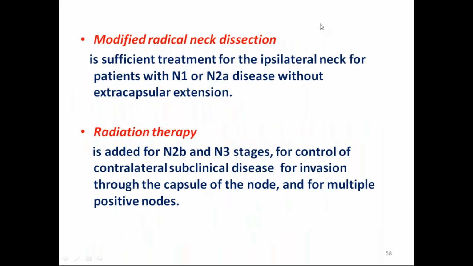Modified radical neck dissection is sufficient treatment for the ipsilateral neck for patients with N1 and N2A disease without extracapsular extension. And radiation therapy is added for N2B and N3 staging for control of contralateral subclinical disease, for invasion through the capsule of the node, and for multiple positive lymph nodes. So these are the prior treatment therapies, the modified radical neck dissection and also radiation therapy, in case of stage 3 and stage 4.